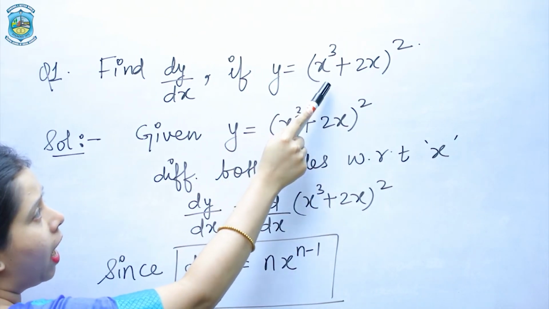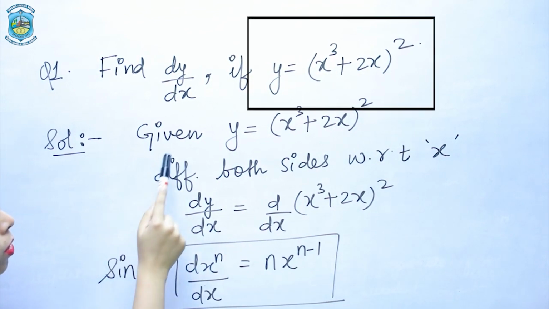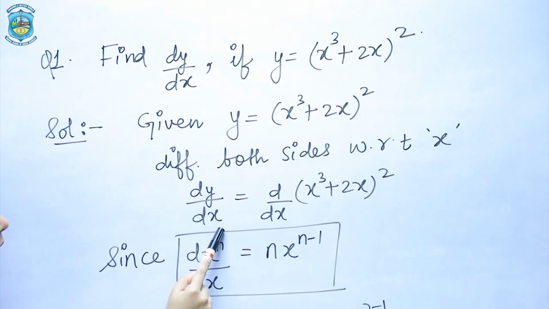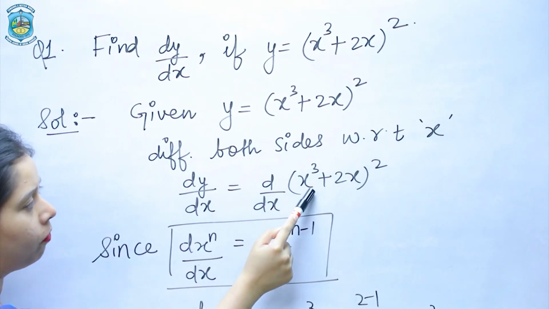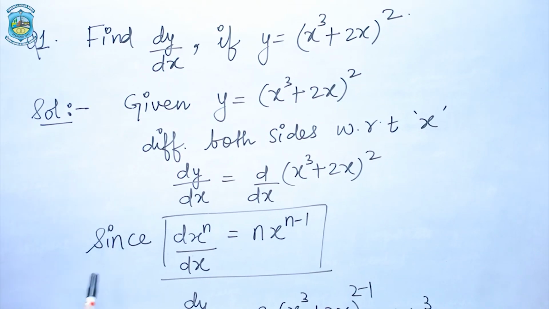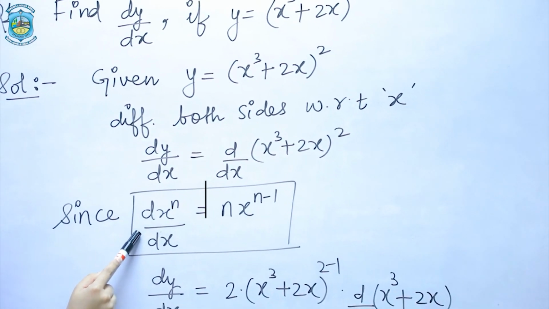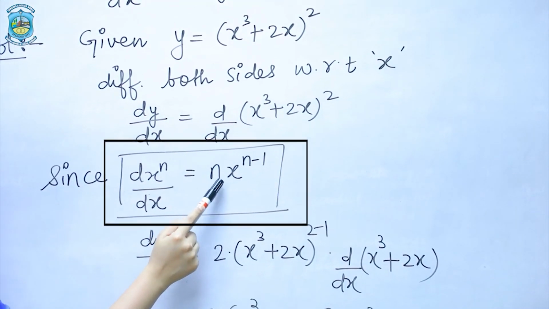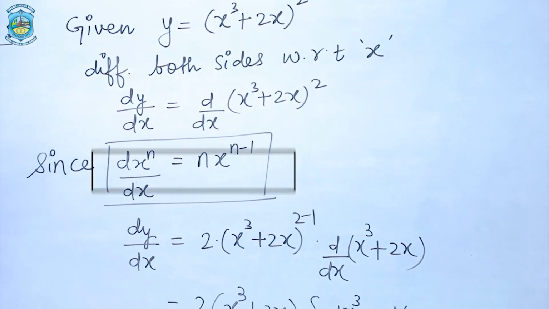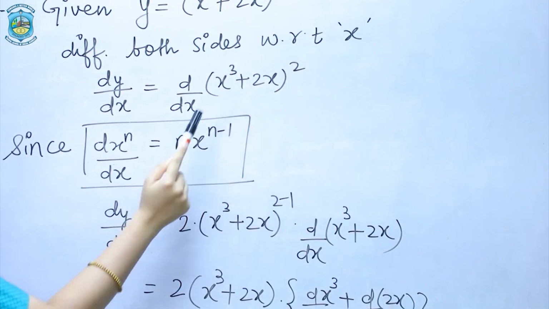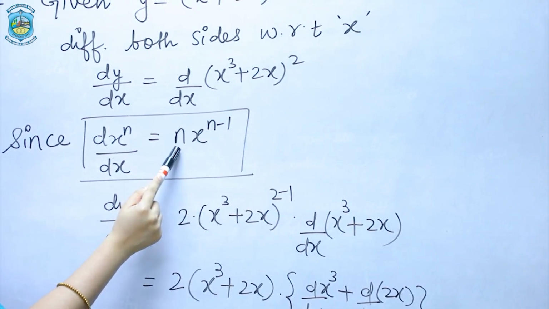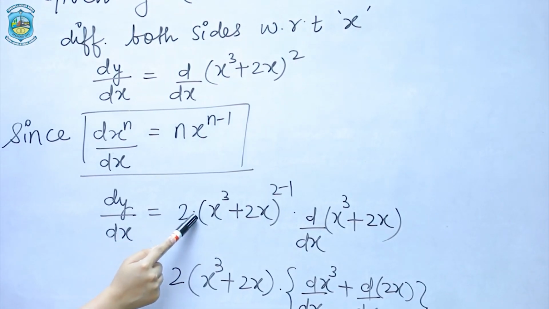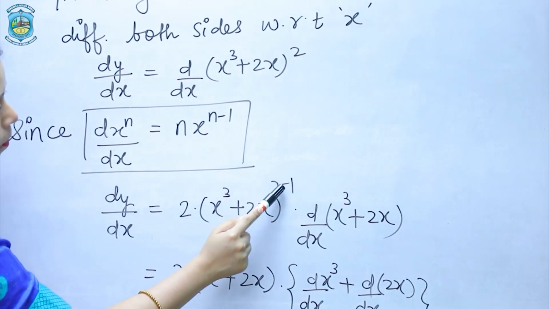So in this example, we are having function of function. So differentiating both sides with respect to x, we will get dy over dx equal to d by dx of (x cube plus 2x) whole square. Now using the first formula of differentiation, that is d by dx of x raised to the power n is equal to n times of x raised to the power n minus 1. So applying the formula, comparing both the powers, we will get n is equal to 2. So dy by dx is equal to 2 into (x cube plus 2x) raised to the power 2 minus 1.